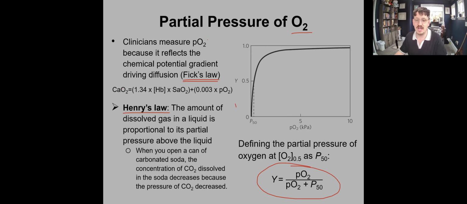And what we find, a common thing that's used is this CaO2, which is talking about the arterial concentration of oxygen.